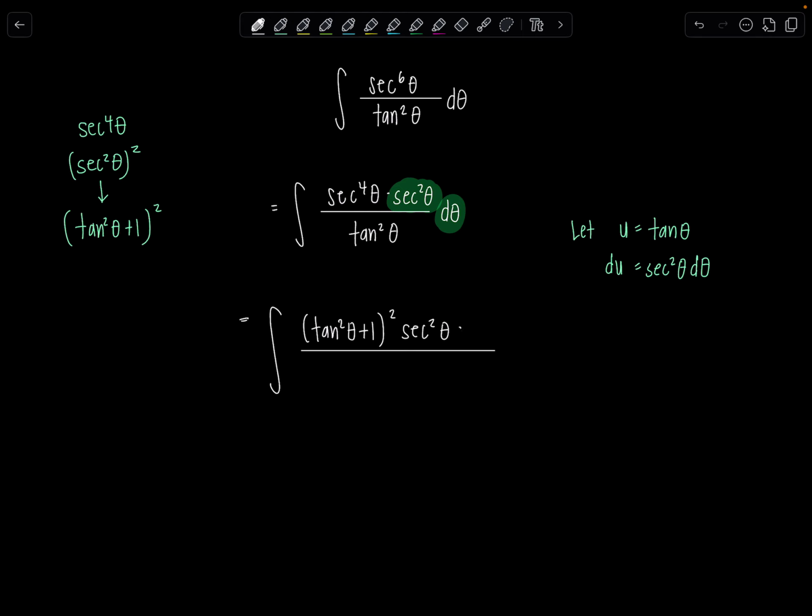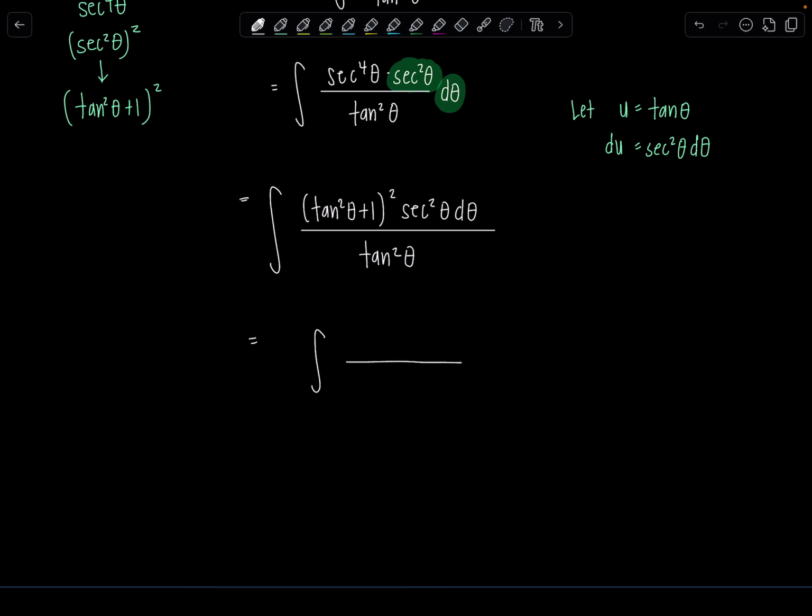Let me put this lovely secant squared theta d theta all up top here, and then tan squared theta still in the denominator. So now let's go ahead, make this u sub, and rewrite the entire integral in terms of u. In the numerator, tan squared theta plus 1, squared, is going to be u squared plus 1, quantity squared. And then secant squared theta d theta is just du. Boom. Beautiful. And then tan squared theta in the denominator, that's simply u squared down there. Okay, looks nice.